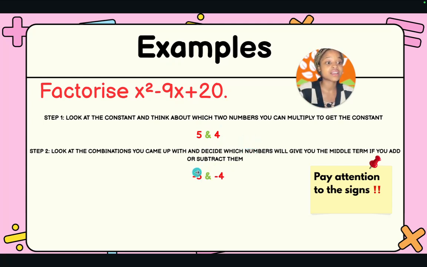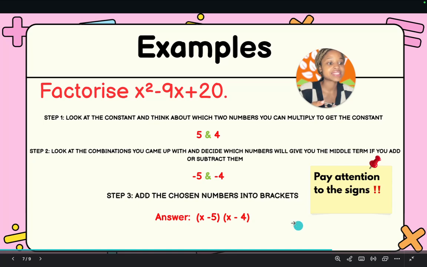In order for me to get a positive 20 using this 5 and 4, yes, 5 times 4 will give me a positive 20, but 5 and 4 won't give me minus 9, because 5 minus 4 is 1, and 5 plus 4 is 9, but it's positive 9, it's not minus 9. But minus 5 minus 4 is going to give me minus 9, and minus 5 times minus 4 is going to give me a positive. Does that make sense? So we add the chosen numbers in brackets. Now we have x minus 5 and x minus 4.